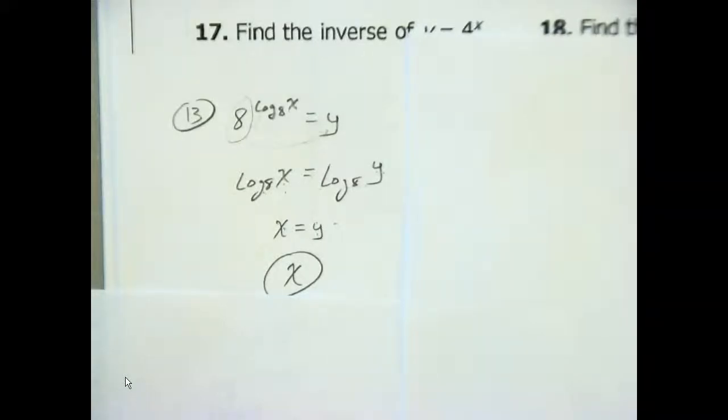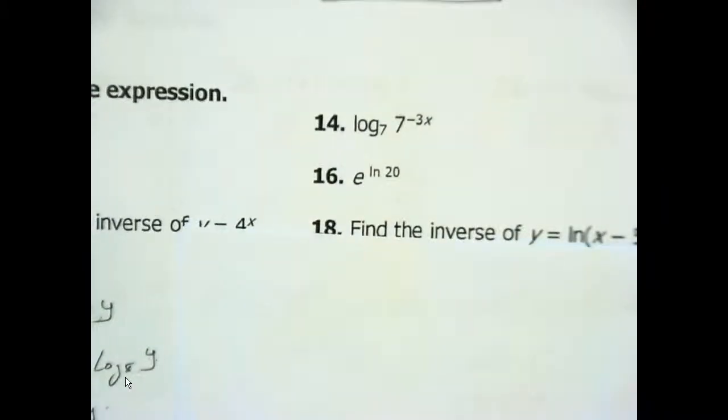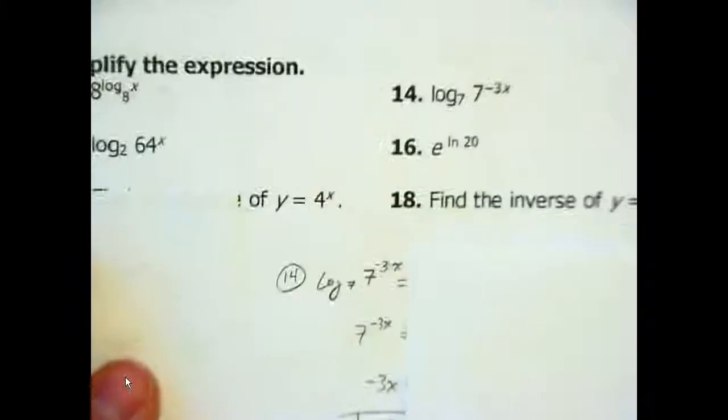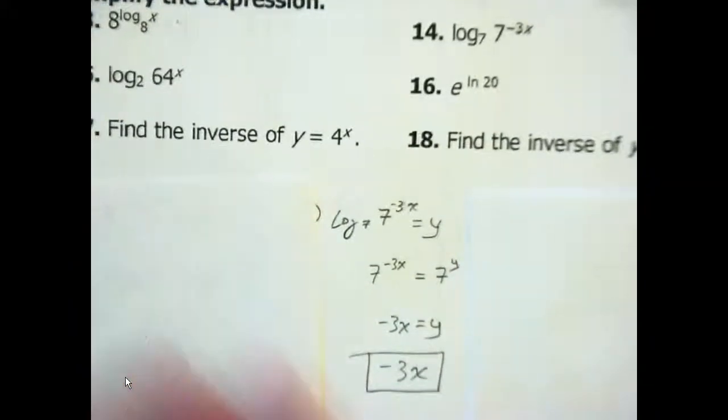Okay. Number 14. What'd you guys get? Matt? Is that what you got? You got negative 3x, negative 1/3, anything else? Okay, let's check them out. There's number 14. The answer is negative 3x.